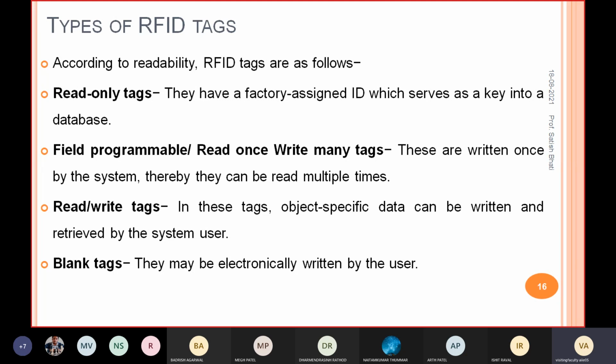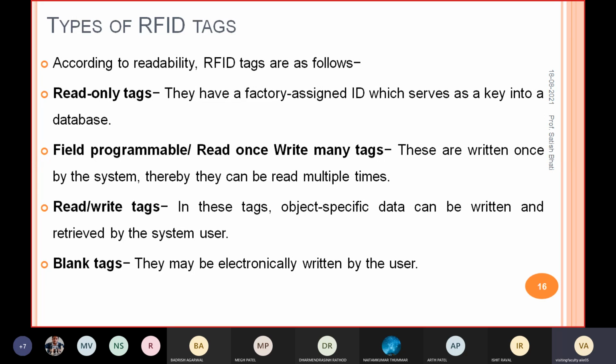So this is the second type. The third type is read write tag. In this read write tag, object specific data can be written and retrieved by the system user. Whatever data you want to write, you can write it, erase it, and change it again. One tag is on one object, you can reuse it, paste it on some other object, and change that information.